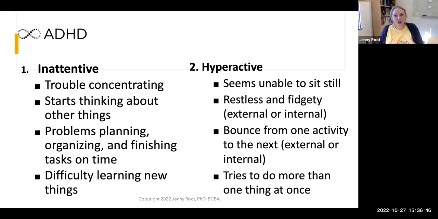They might be restless and fidgety, but that can be external or internal, right? So I could look like I'm having a conversation with you and I'm listening, but I internally am thinking about all these different things. I have too many tabs open in my brain. And so you can have primarily inattentive type, primarily hyperactive, but you can also have combined where you get all the flavors, which is me. And so I'm bouncing from one activity to the next, and that's difficult also because of my inattention. It's this trying to do more than one thing at once.